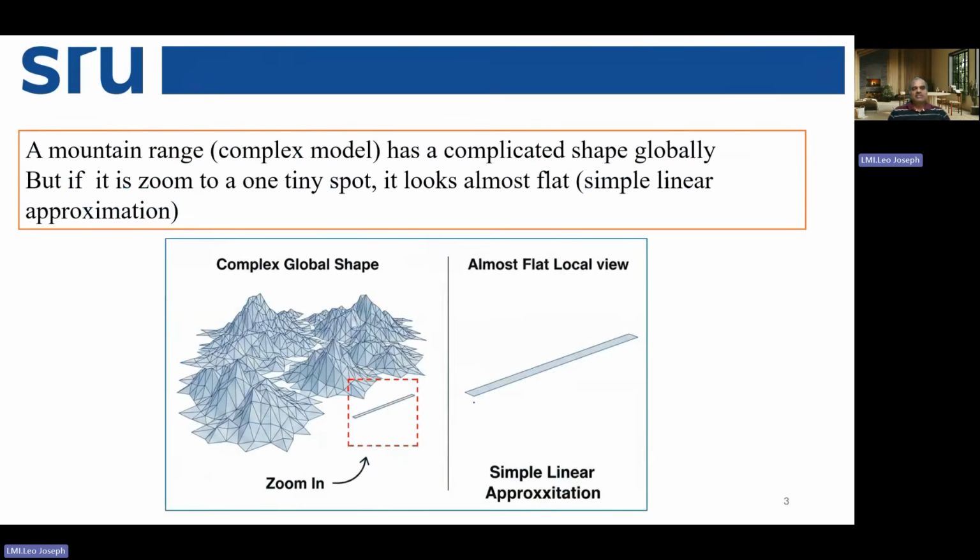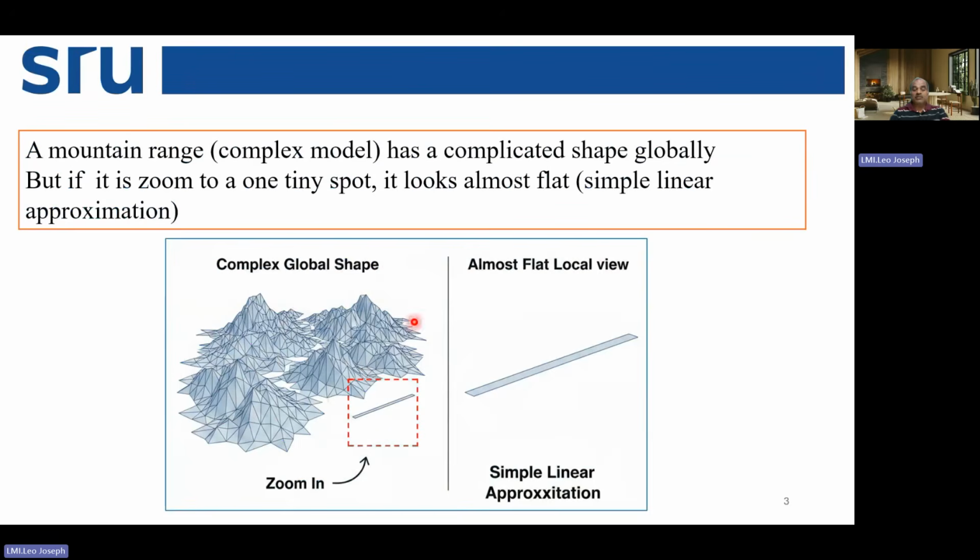Okay, so next, in order to explain in a simple manner, we are taking one small model, a mountain range. On average, this is called the global shape. What we are showing here is called the global shape. So these are called global shapes.